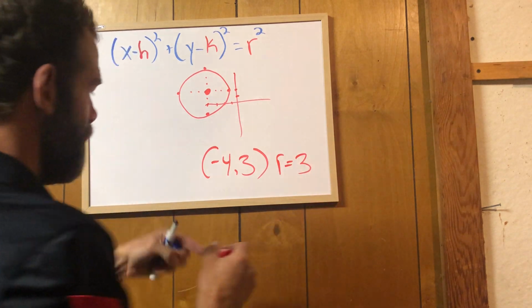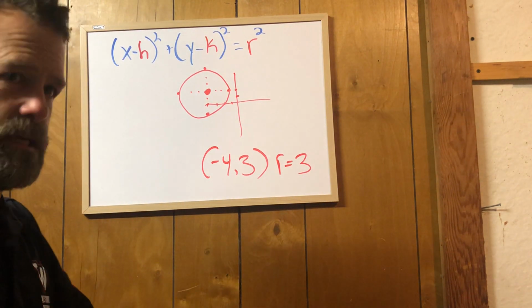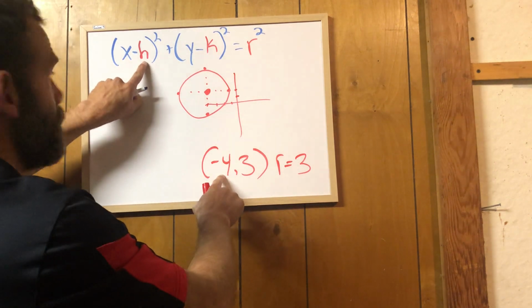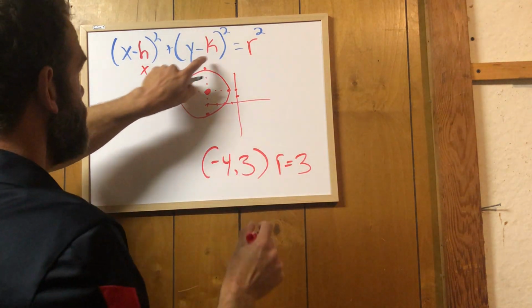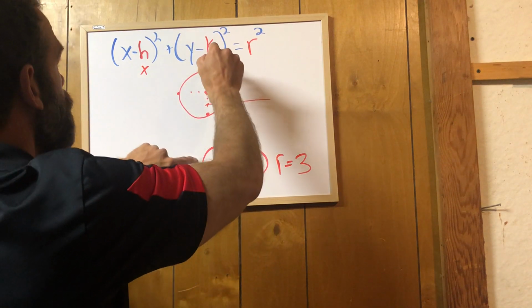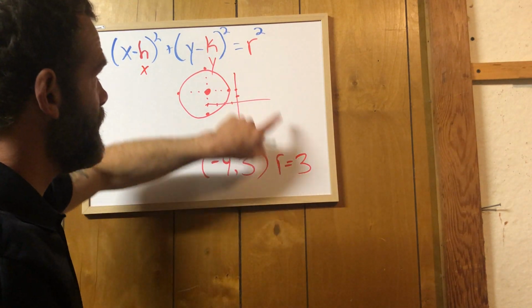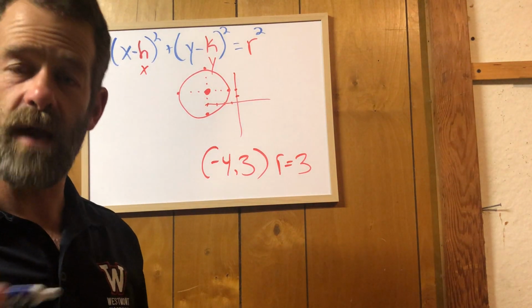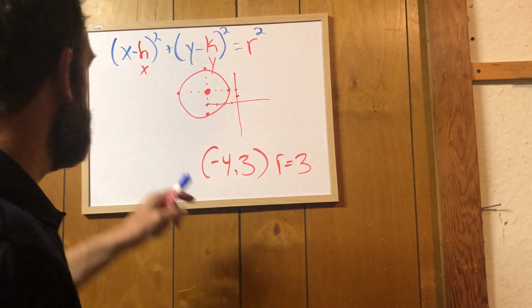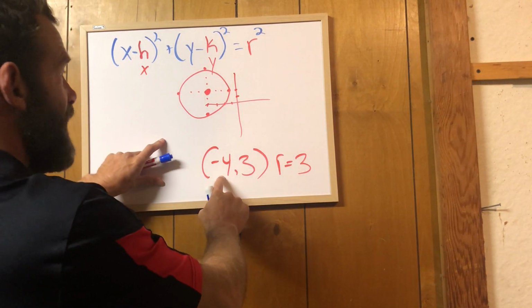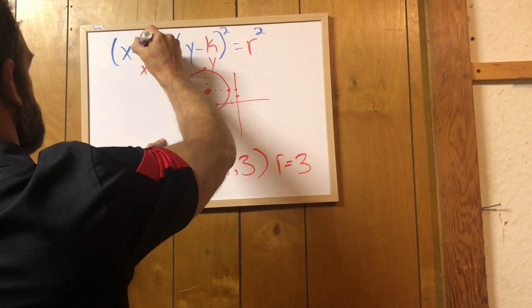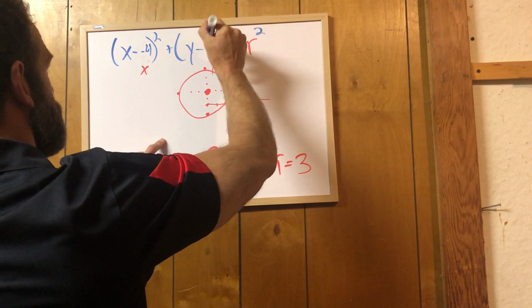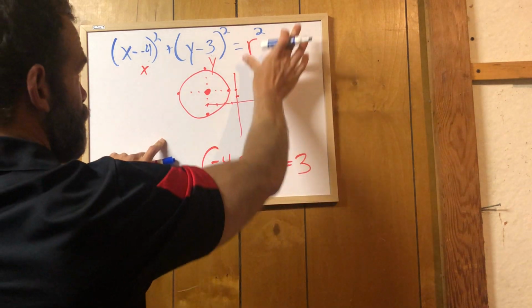But if I have this, I know my radius is equal to 3. Now, the reason why this is important is because this h is your x number. This k is your y number, and your radius is here. So what you guys are doing is, when you're writing the equation of a circle, you're going to replace this x number for what it is, which is -4. Replace this y number with what it is, which is 3. And put your radius here.